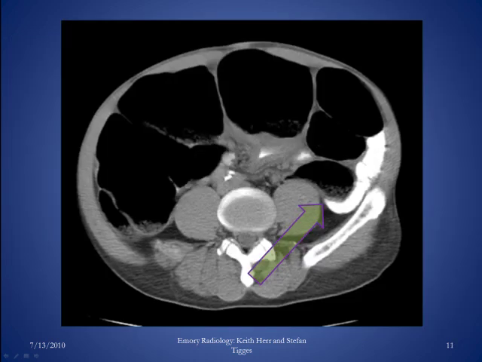A single axial slice through the lower abdomen with rectal contrast demonstrates beak-like termination of contrast within the segment of sigmoid colon distal to the area of torsion.